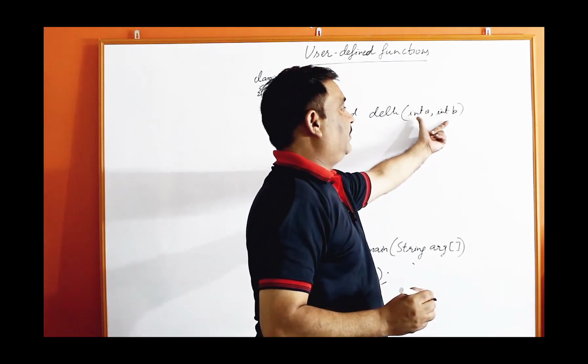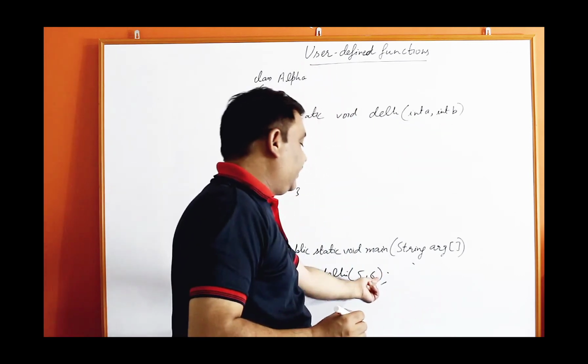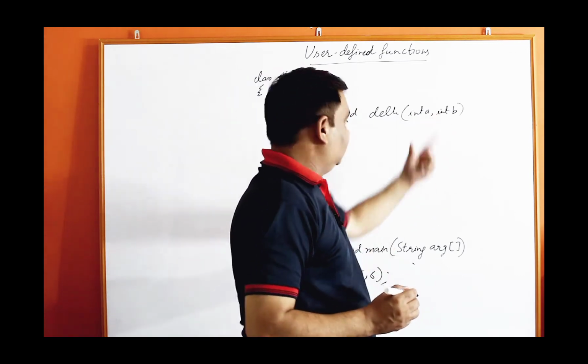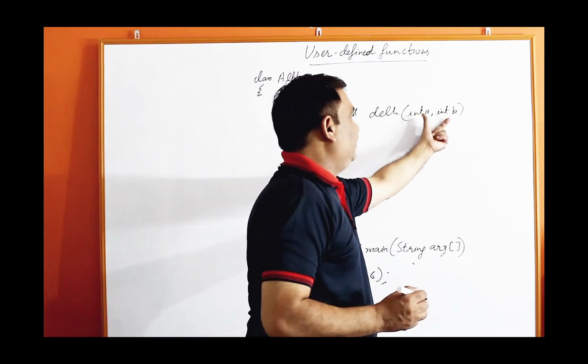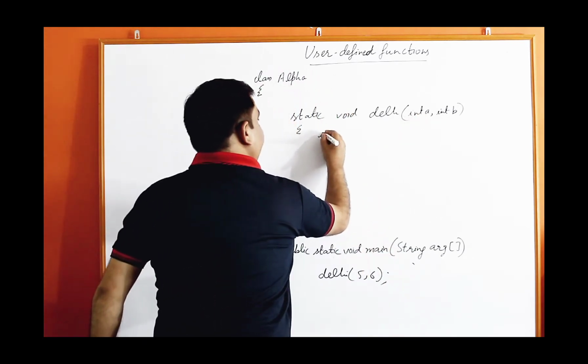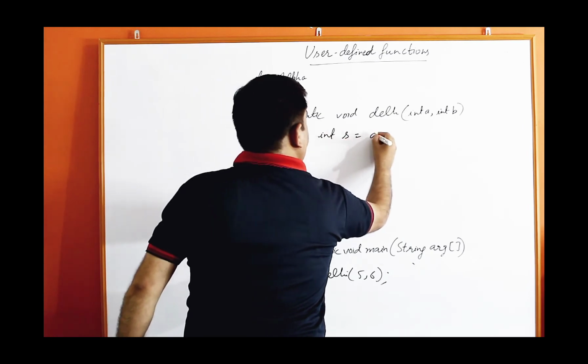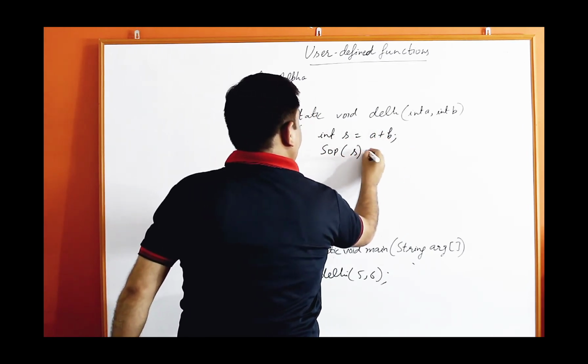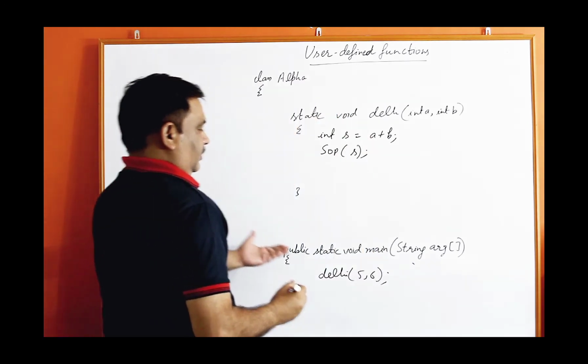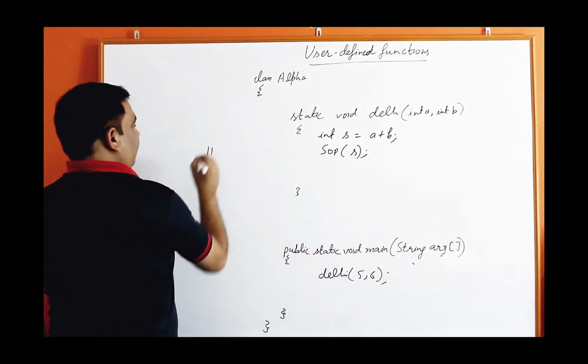You have to declare them separately, or if the value can be 6.5, you have to declare it double. Right now I have supplied only integer type values 5 and 6, so the values of a and b will be 5 and 6. If you want to calculate the sum, you can write s equal to a plus b and print the sum here itself. So the output of this program will be 11.